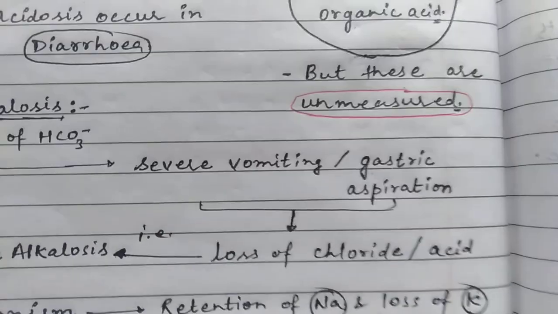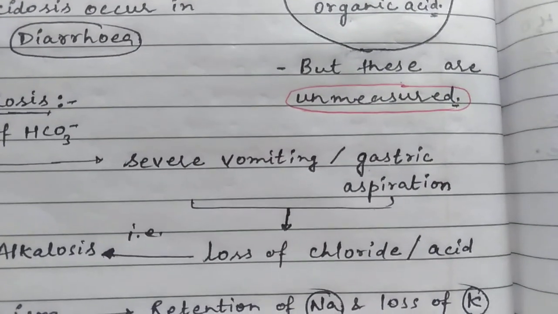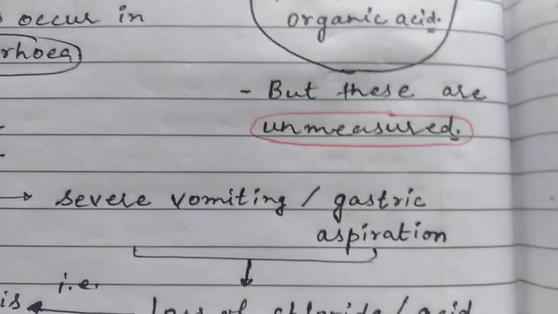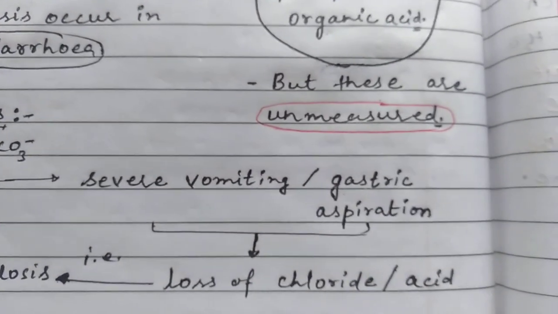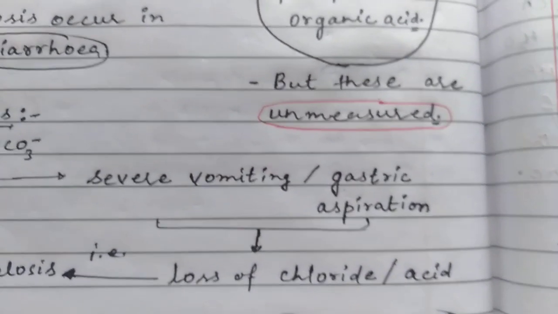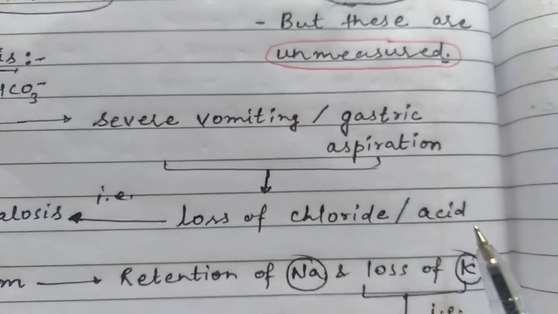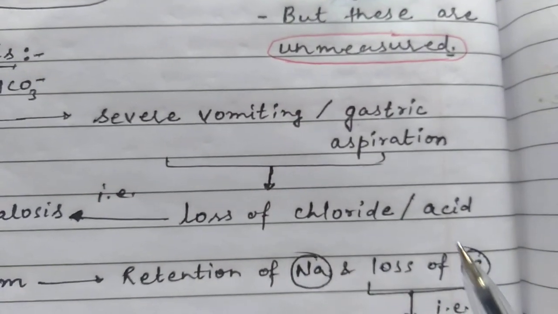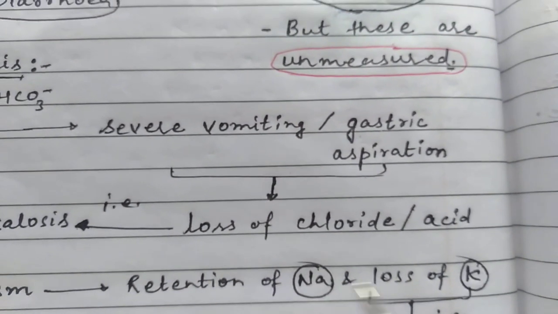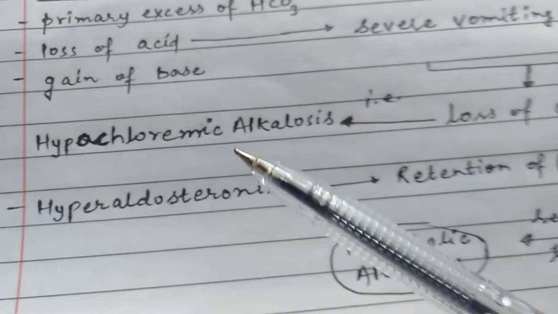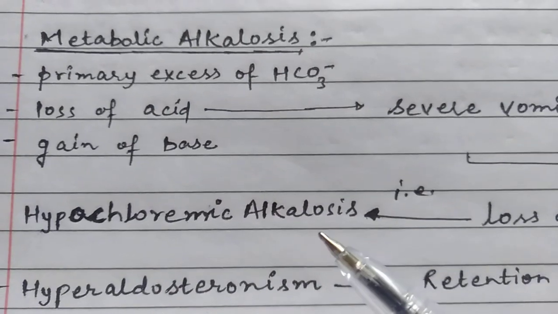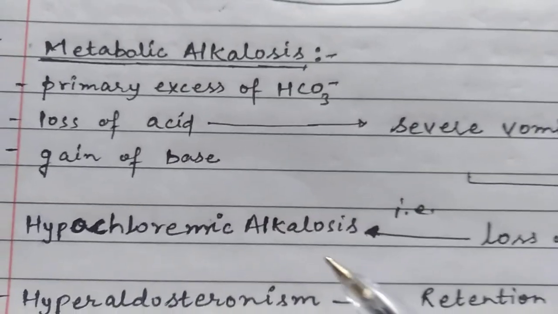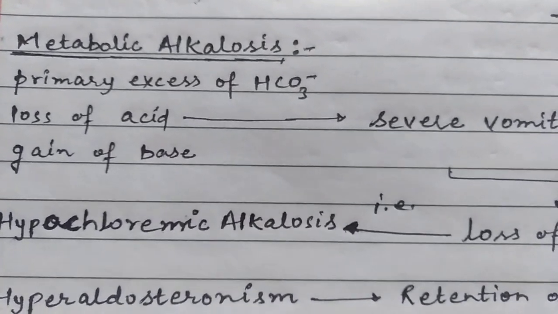Yes students, because of these two conditions, severe vomiting and gastric aspiration, the loss of chloride and acid takes place in our body. This condition, loss of chloride, is known as hypochloremic alkalosis.